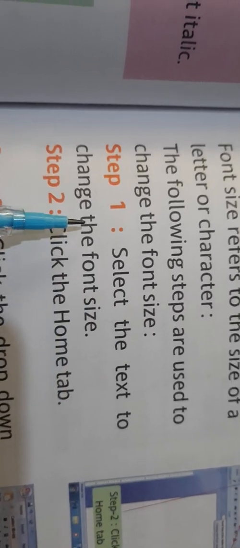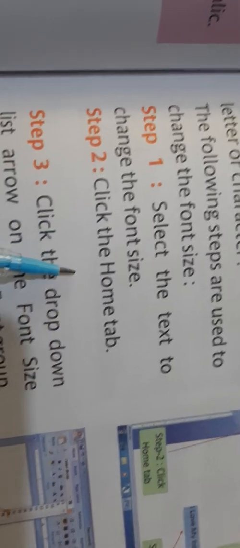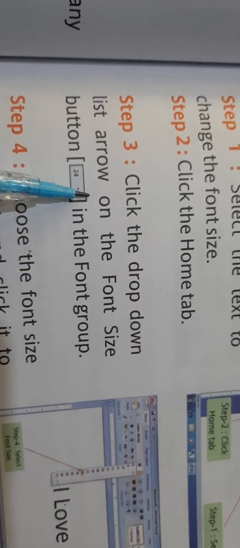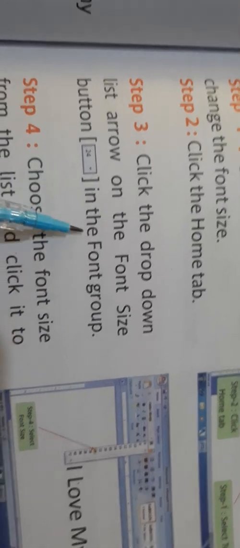Step 1. Select the text to change the font size. Again, selection of the text. Click the Home tab, repetition again, and click the drop down list arrow on the font size button. Here right now it is 24 in the font group. Choose the font size from the list and click it to apply.